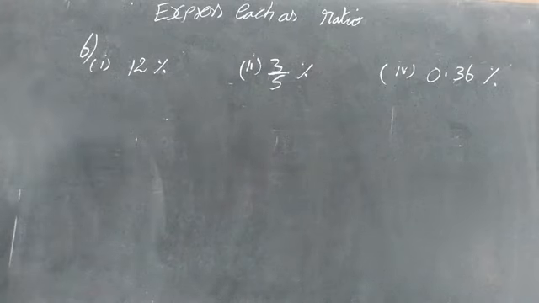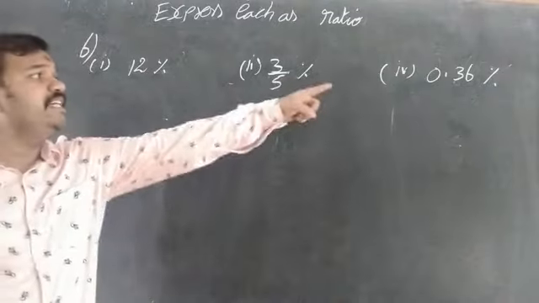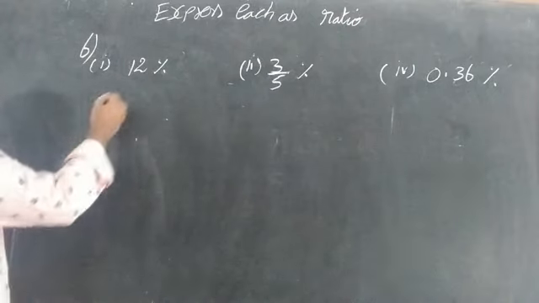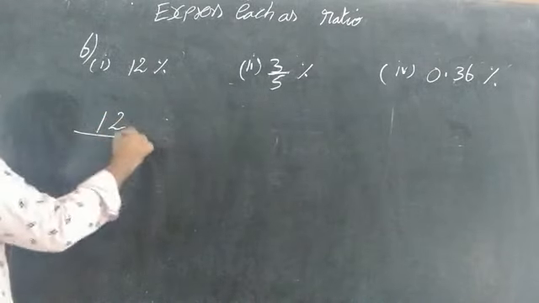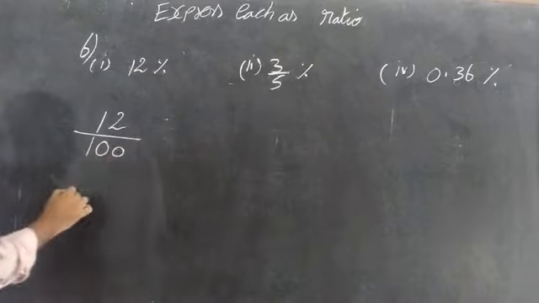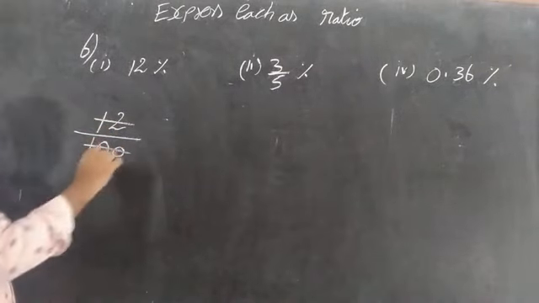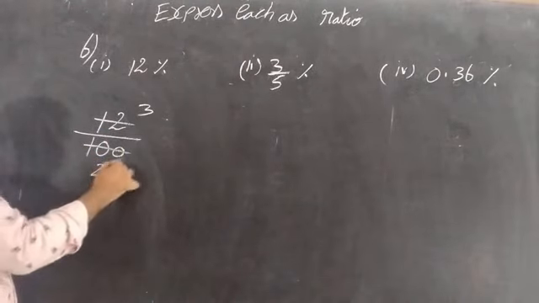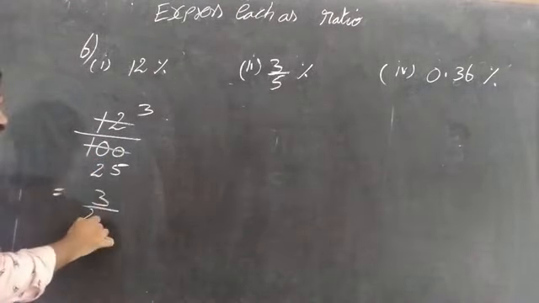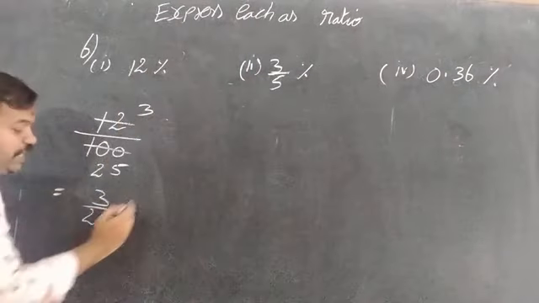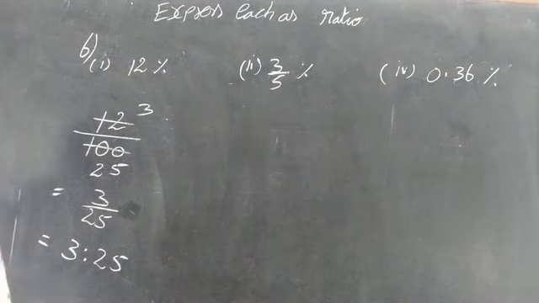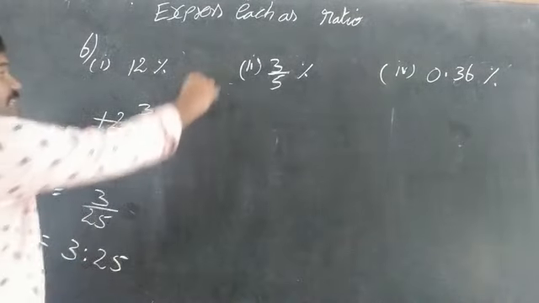The next one is given. Express each as a ratio. The first one is 12%, the second one is 3 by 5%, the last one is 0.36%. I am changing the first sum. Percentage 12 by percent symbol, which will always come to the denominator. Now doing cancellation, I am using the 4 table; you can use any table. 4 3s are 12, here is 25 times. 3 by 25. They are asking in the form of ratio, so converting into the form of ratio. In the previous sum they asked the fraction form, but in this sum they are asking the ratio. So the ratio is 3:25.